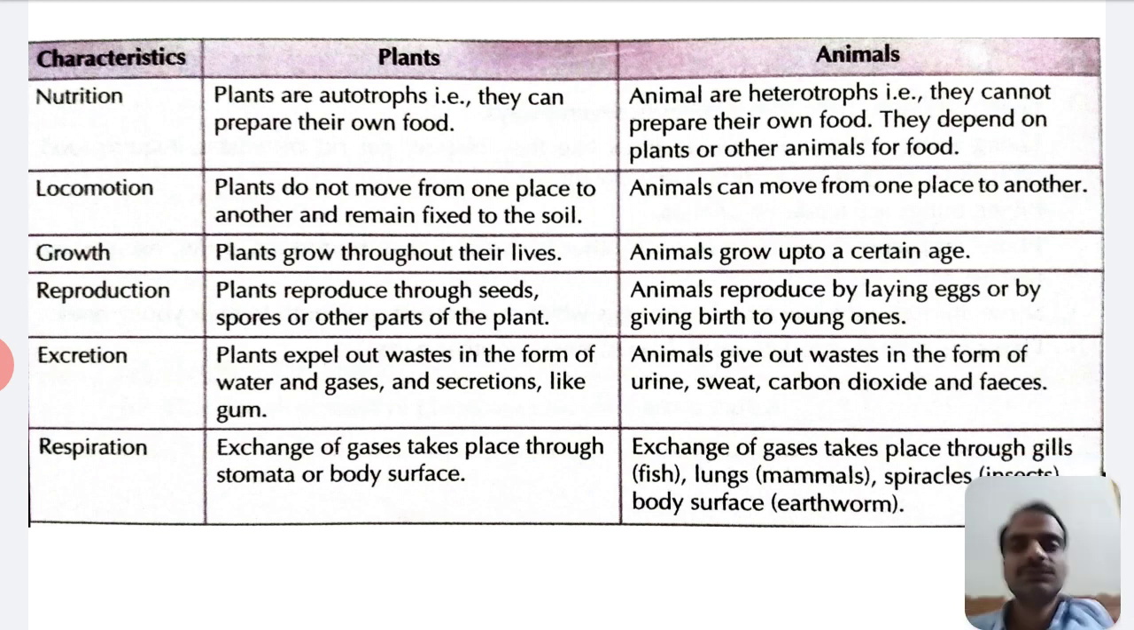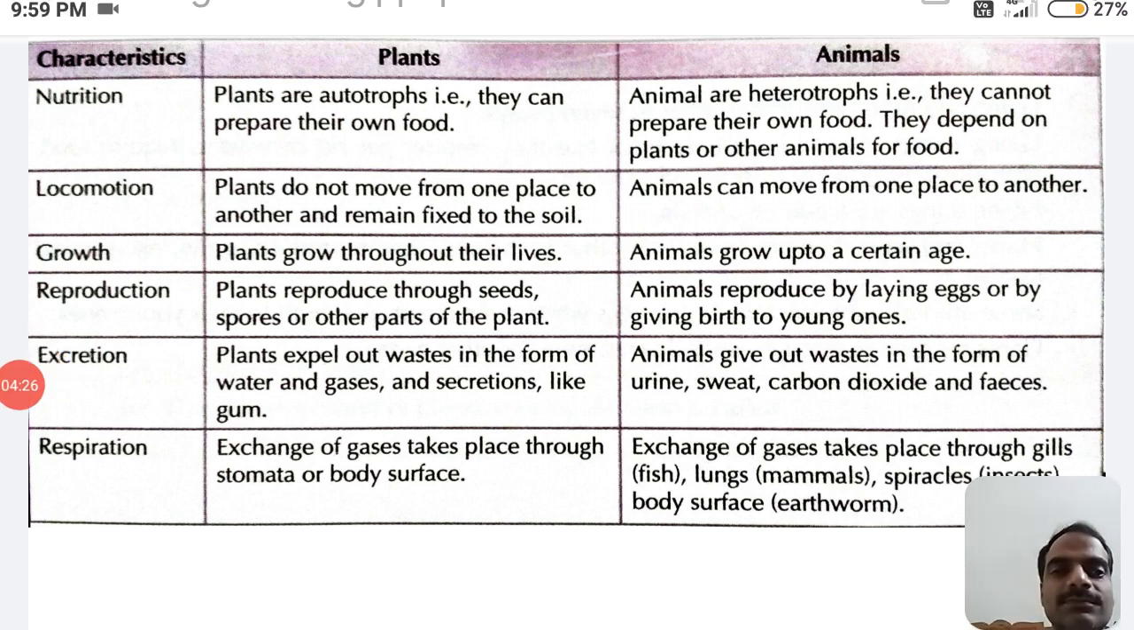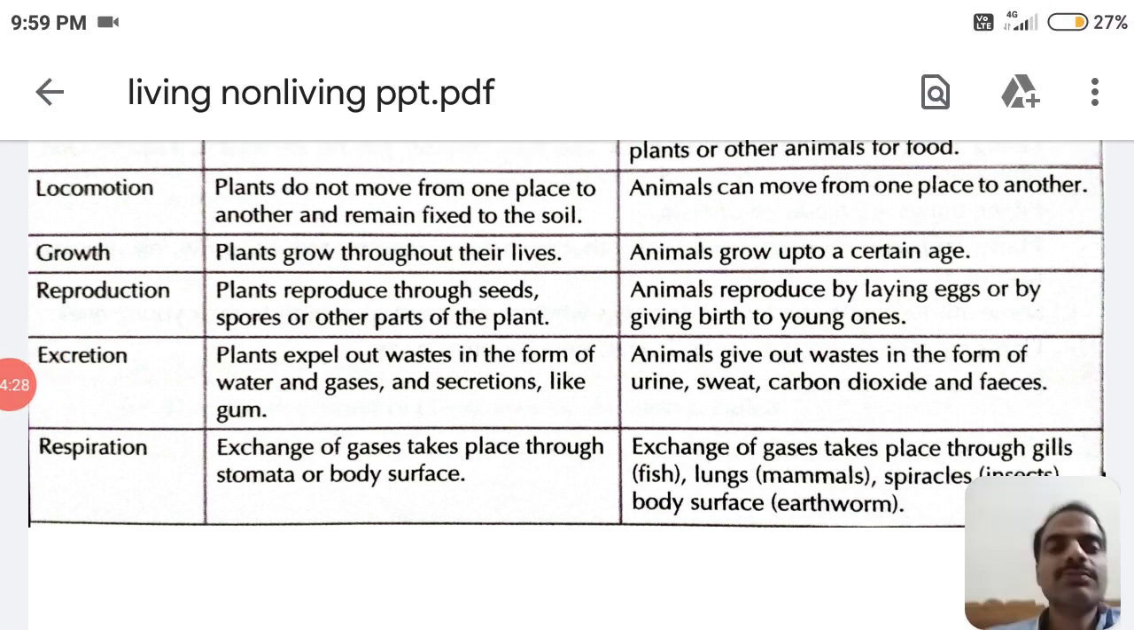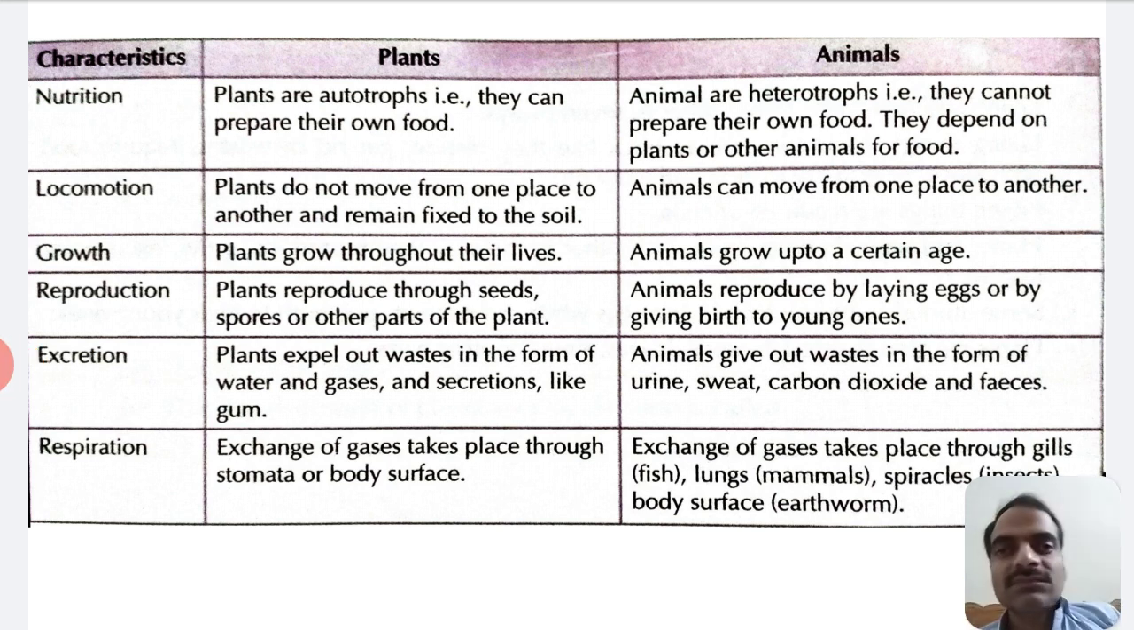Now coming to the difference between plants and animals. Hitherto we discussed the difference between living and non-living. Here we are seeing how plants and animals are different from one another. When you look at nutrition, plants are autotrophs. Why do we call them autotrophs? Because they can prepare their own food through the process of photosynthesis.